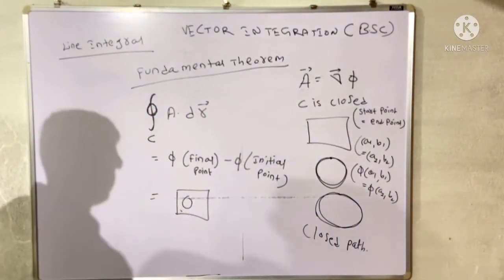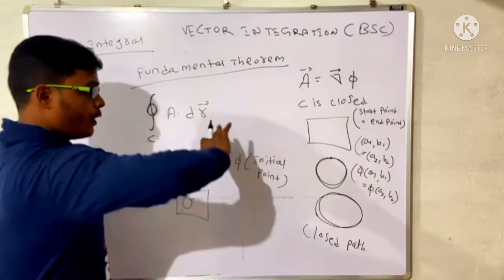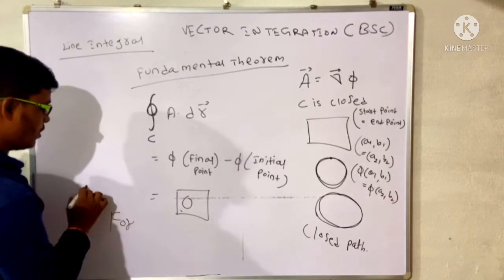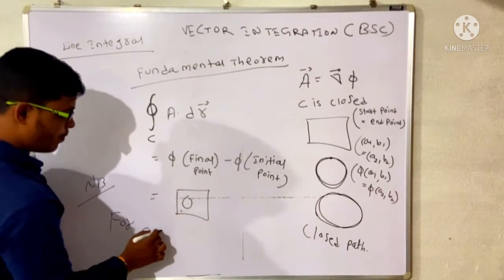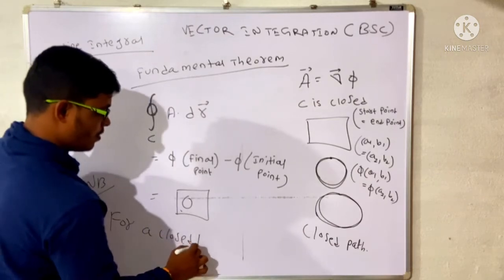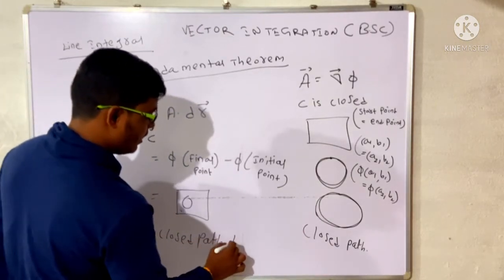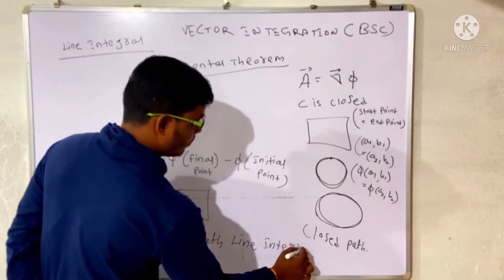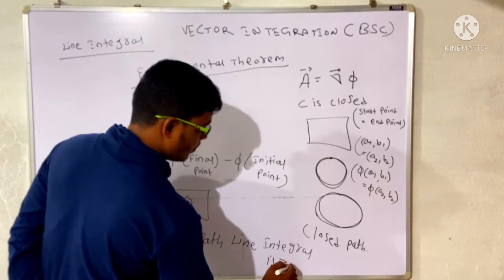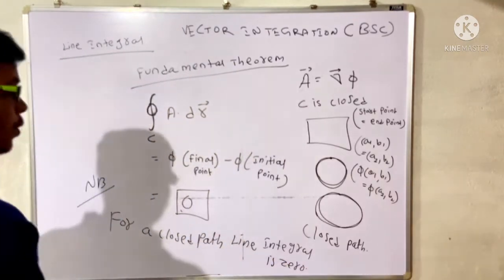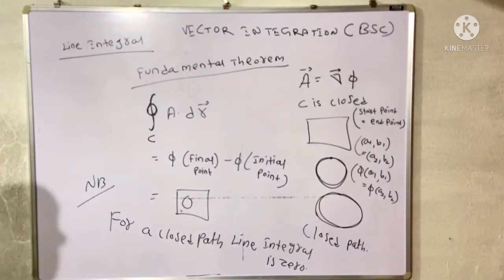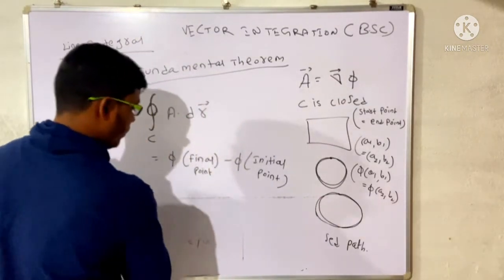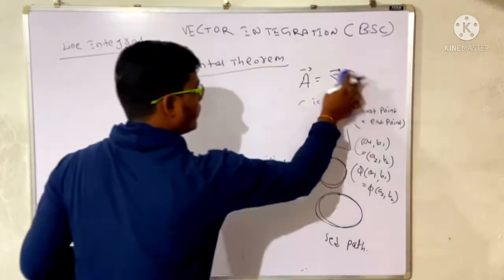So what is the main thing? Now remember, for a closed path the line integral is 0. Note this, for a closed path the line integral is 0. Remember, for a closed path the line integral is 0. So this is important. So now we will do some application using this closed path.